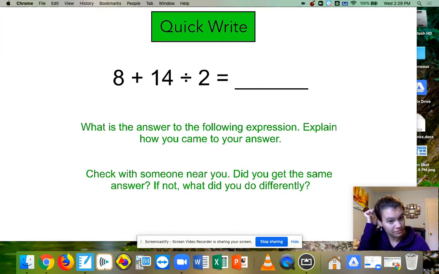All right, so pause the video and figure out the answer to this equation right here. And then think about why. Obviously, you can't talk to somebody next to you, so you could text a friend if you wanted to. But what is the answer to this?